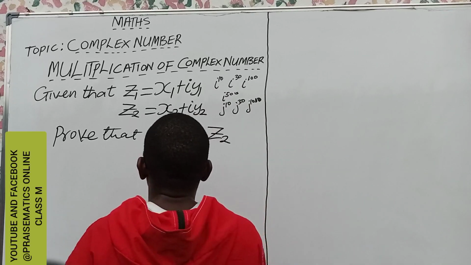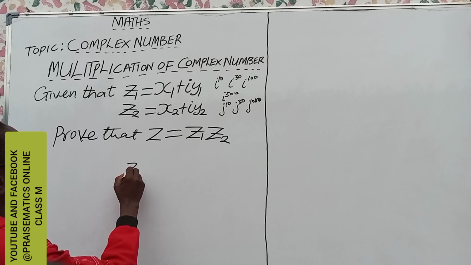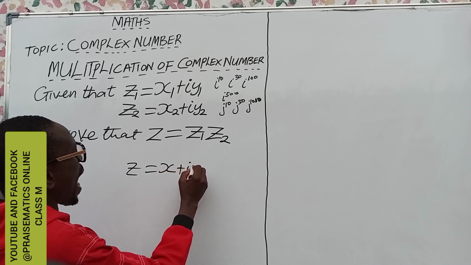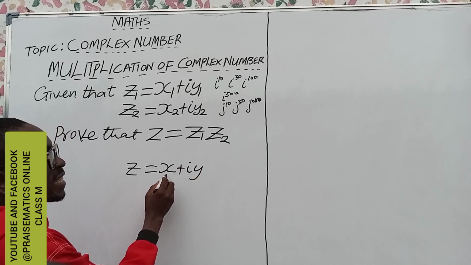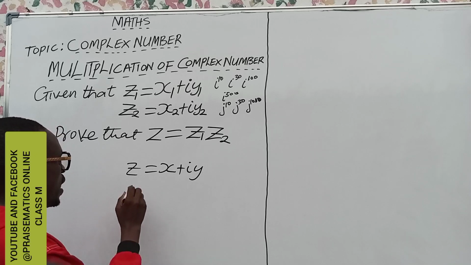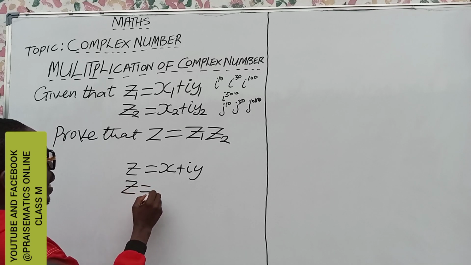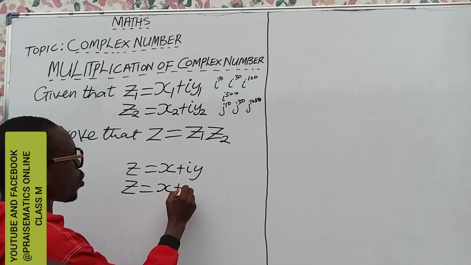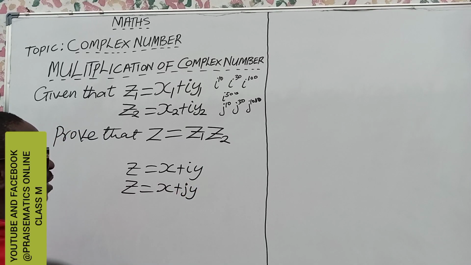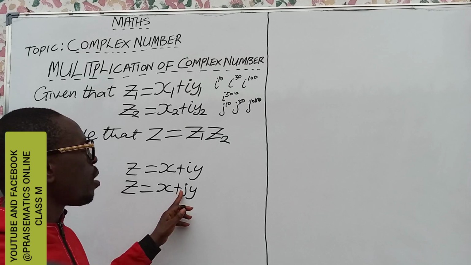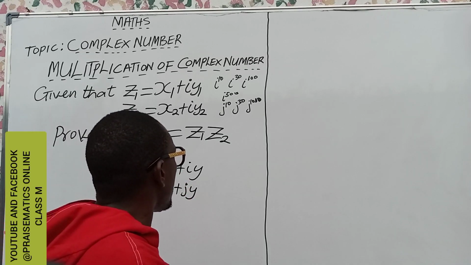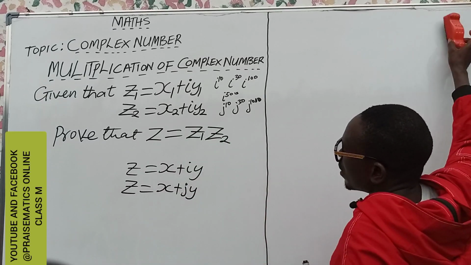You will see somebody write that the complex number is denoted by z equals x plus iy, where x is the real part and y is the imaginary part. Engineering students write theirs like this: x plus jy. They are the same thing. Engineering makes use of j, while pure mathematics makes use of i. That is the only difference between them.